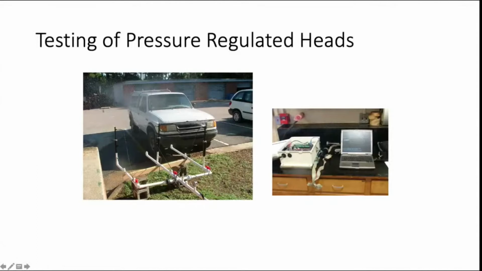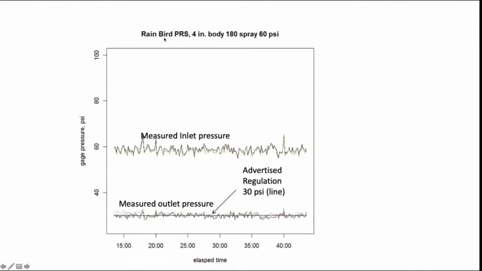Okay, so let's look at a couple of results. This is a Rainbird, and I can divulge this now because it's not top secret. Rainbird pressure regulating spray head, 4-inch body, a 180 spray. That means it's half circle spray at 60 pounds per square inch, or about 4 bars of inlet pressure, as you see right here. We measure the outlet pressure, and the advertised regulated pressure is a straight line. You can see it's right on. There's little fluctuations with the supply pressure and whatnot, but it did excellent.